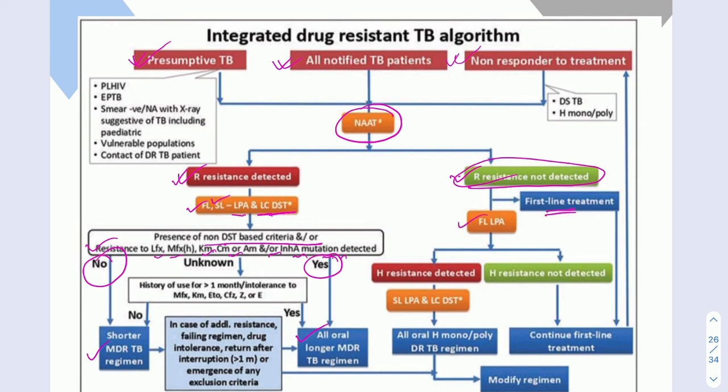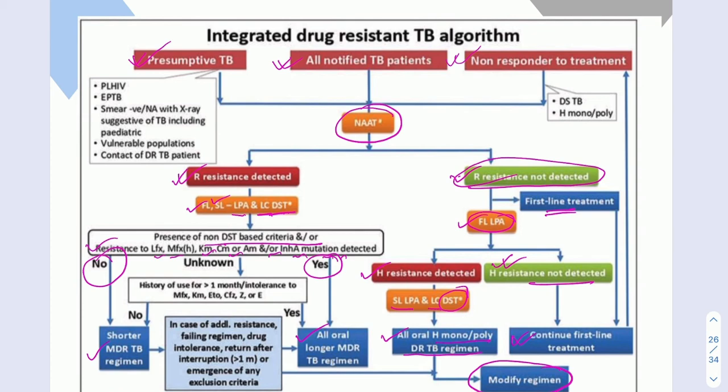Then for first line, a probe assay is done to find out the resistance pattern. If isoniazid resistance is detected, then again a second line probe assay for second line drugs and a liquid culture drug sensitivity test have to be done. And then an all-oral isoniazid mono or poly resistant drug resistant tuberculosis regimen is to be started. If isoniazid resistance is not detected, then continue the first line treatment, and then we may modify the treatment also depending on many other criteria.